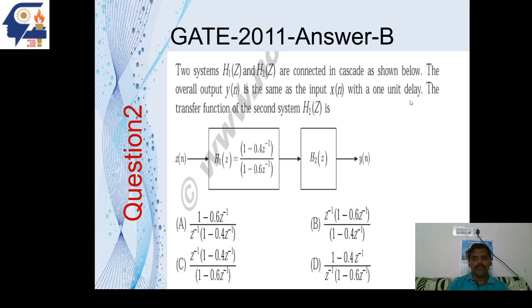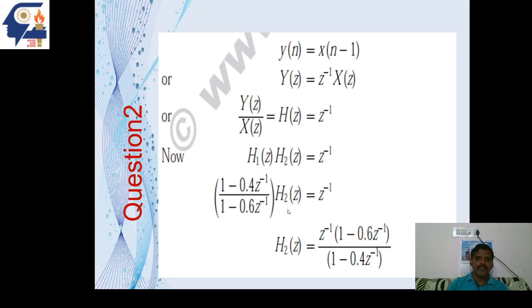That means we will see in the solution. They are asking: if y of n equals x of n with 1 unit delay, then what is the transfer function of H2 of z? That H2 of z is given in terms of multiple choice. We see the solution. Given statement: y of n is the same as x of n with 1 unit delay. Delay means minus 1. 2 unit delay means minus 2.